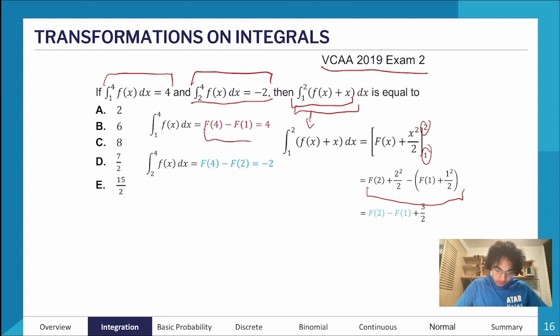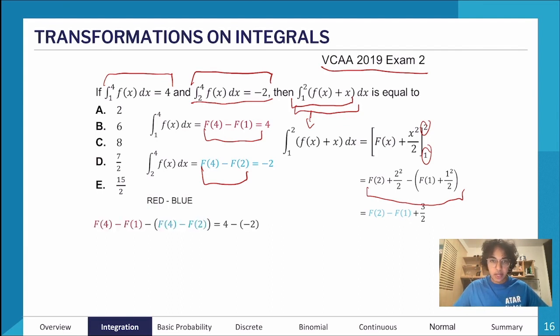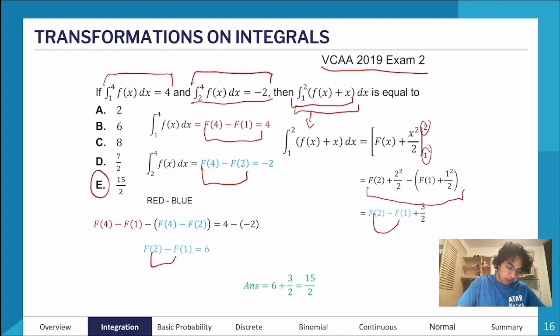So I need to manipulate these two equations to make the expression F of 2 minus F of 1, so I can sub that in. So what I do is I subtract the red equation from the blue equation. And conveniently, when I do that, I work out that F of 2 minus F of 1 is equal to 6. And so then I substitute this into here, and I get 15 on 2. So my final answer is option E, 15 on 2. So hopefully you guys got a similar answer as well. Any questions with the method I used to work this out, just drop them in chat and I'm happy to answer them as we go.